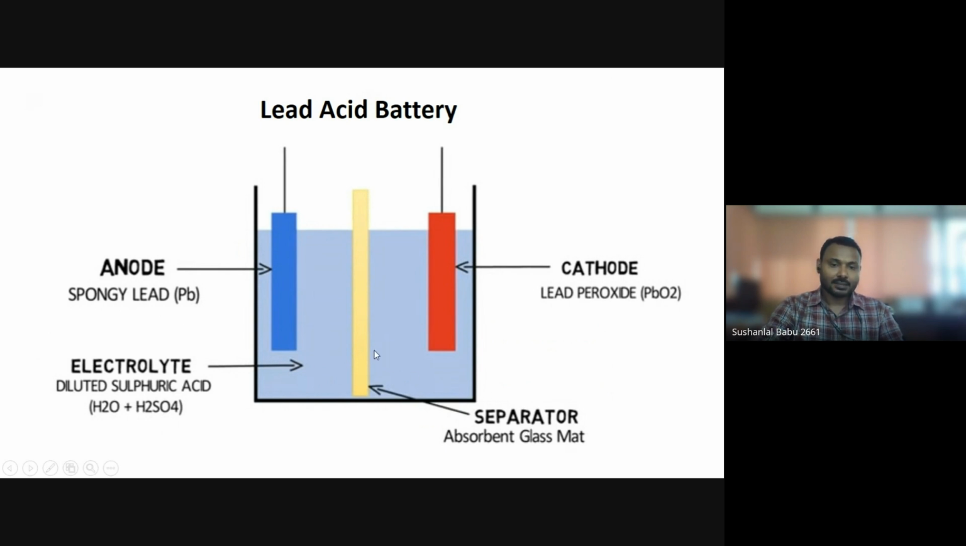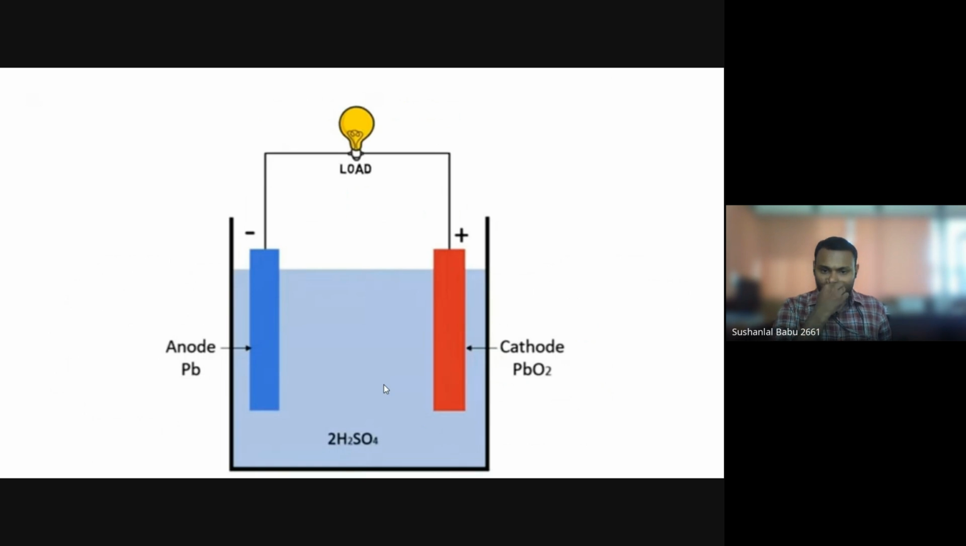There is a separator in between the anode and cathode, but they are connected anyway. The electrolyte can flow from here to here. Next, first we will explain discharging. Discharging means we are consuming energy from the battery. So how does the setup look?